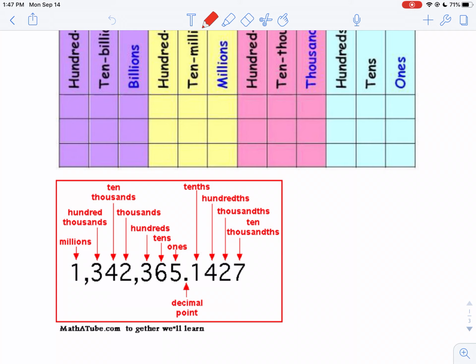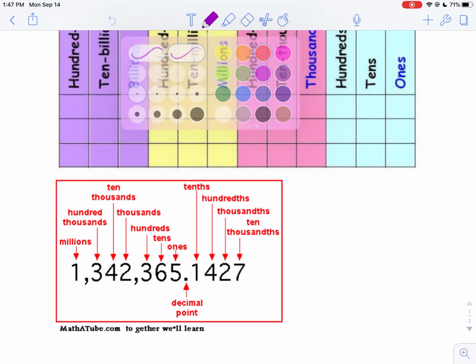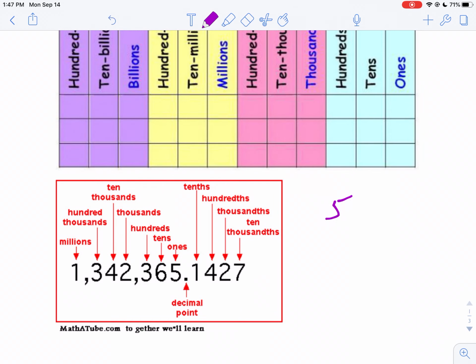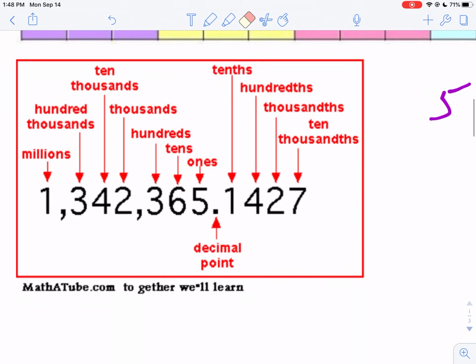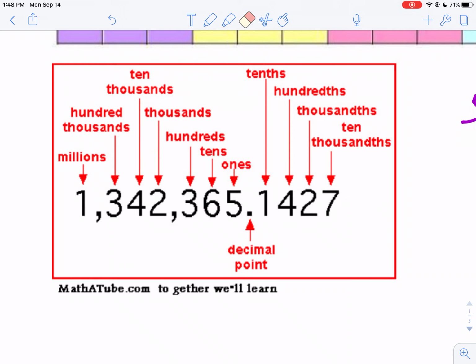So for example, if I give you the number 5, okay? So 5 is really 5.0, but we don't write down the .0 because everybody in math knows that 5 is the same as 5.0. So we just don't write it, but you should know that 5 is the same thing as 5.0, okay? Now, if you look at this chart here, your decimal point is right here. This is your decimal point, and this is a big number, okay?